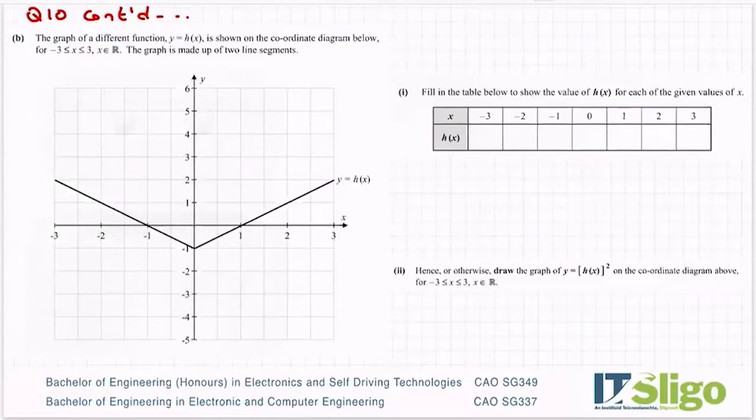The graph of a different function y is equal to h of x is shown on the coordinate diagram below. The line is again made up of two line segments. There's one, there's the other. Fill in the table below to show the value of h of x for each of the given values of x. So same thing again, when x is minus 3, what is h of x, which is again y. So across to minus 3 on my x-axis and up to the graph, and it's 2.